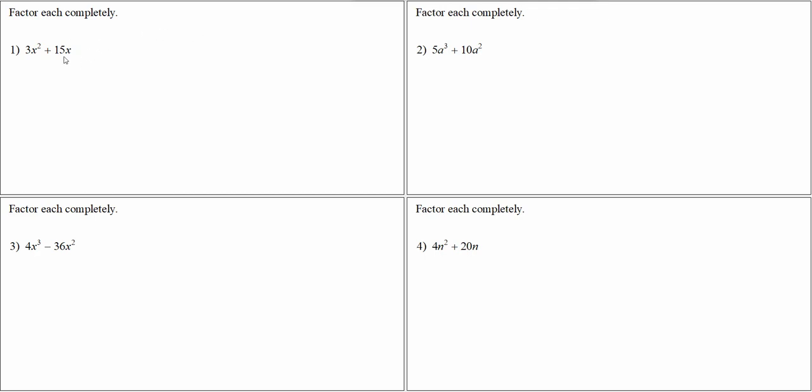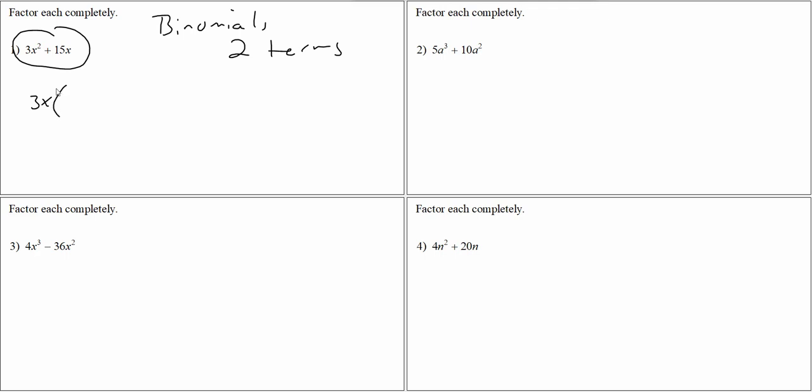Okay, so the first four are what we call binomials. Binomials means we have two terms. So what I do is I look at both of these and I look at the numbers, 3 and 15. What do they have in common? They have a 3 in common. Now look at the variables. I have 2 here and 1 here, so how many can I pull out? I can pull out one of them.